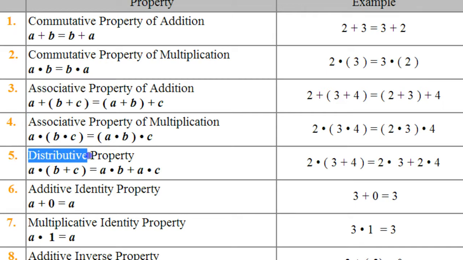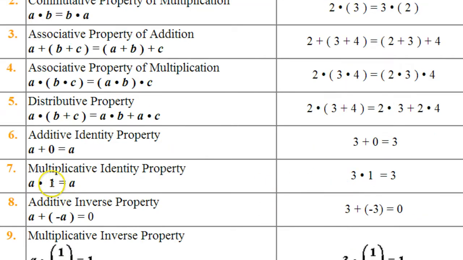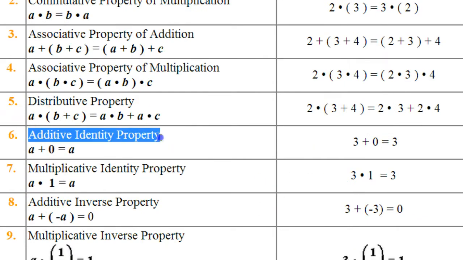Now, if you do mix up some multiplication and addition, you're going to go to a different property, which is the distributive property. In other words, this number, you multiply by each one of these numbers inside the parentheses.